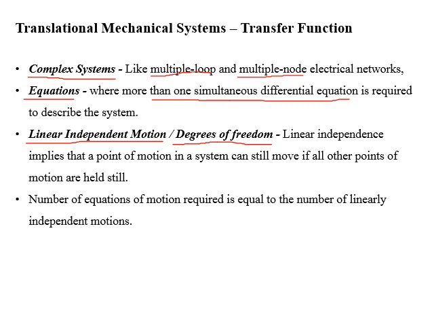Here linear independence means that a point of a system which can move if all other points of the system are held still. The number of such points defines the degree of freedom and is equal to the number of equations required to describe the dynamics of a system.